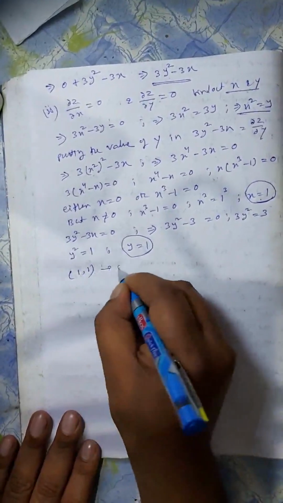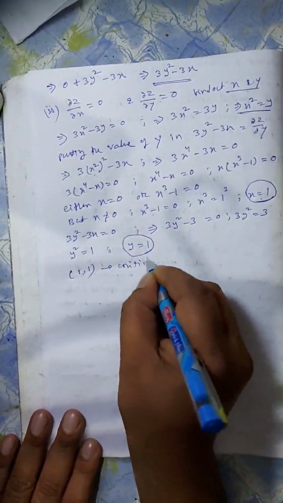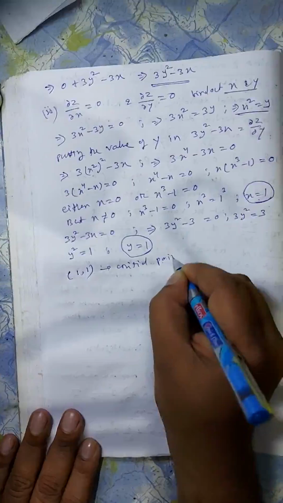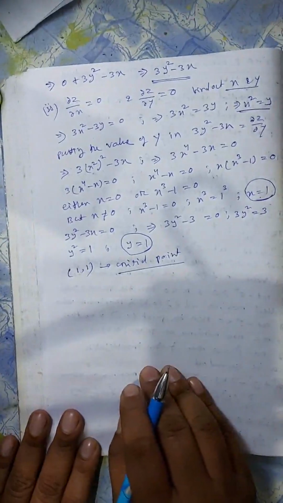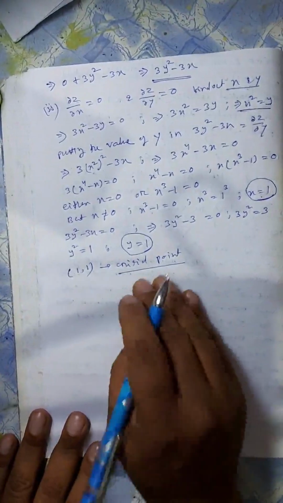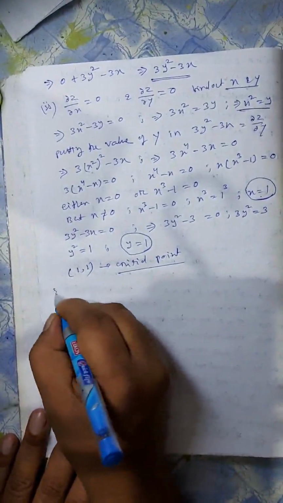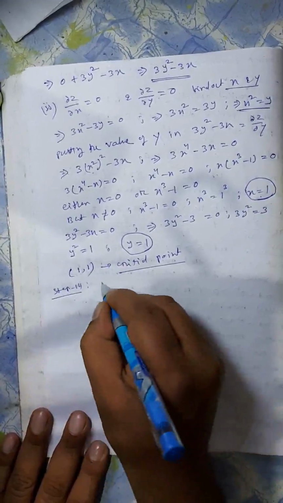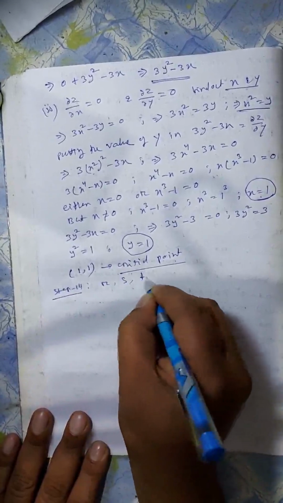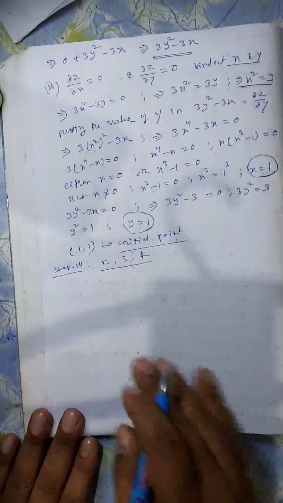This is called the critical point. So we have to find out the next step, which is r, s, and t. We have to find out these three values.